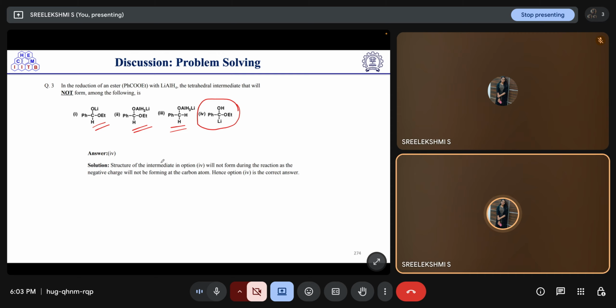So the structure of the intermediate in option 4 will not form during the reaction, as the negative charge will not be forming at the carbon atom. Lithium cannot be coordinated with the carbon. Hence option 4 is the correct answer.